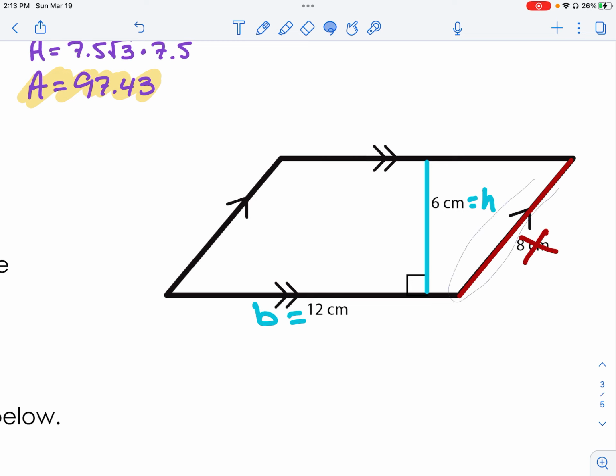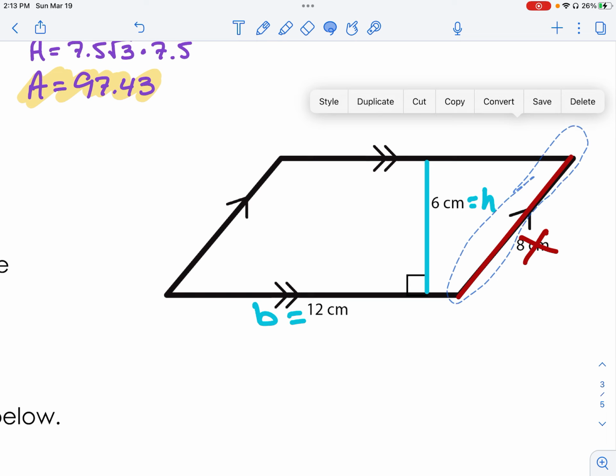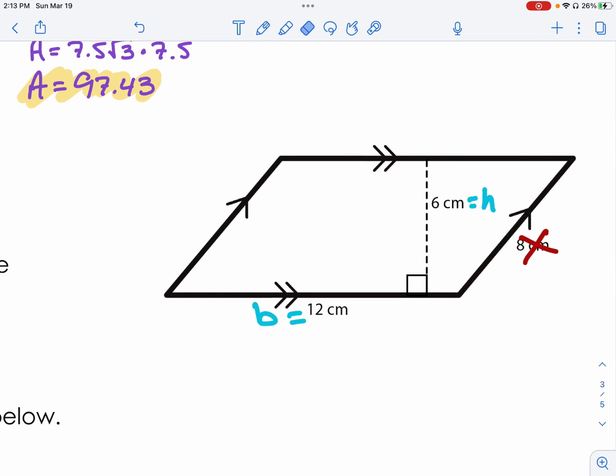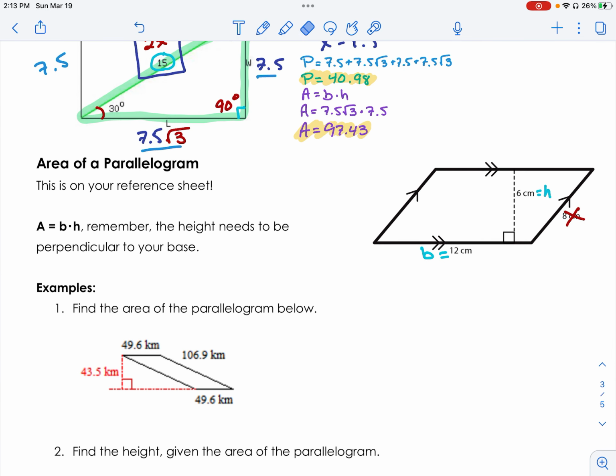If I went ahead and took my lasso tool and moved this height over, you can see that it is much longer than the actual height. So this side diagonal length is not, I repeat, is not your height. It is that blue line, or when I erase it, it is the dotted line. So that is a very important thing to take note of with parallelograms.